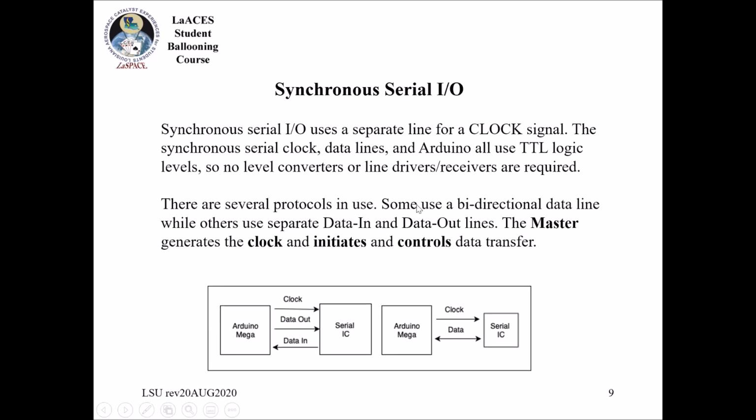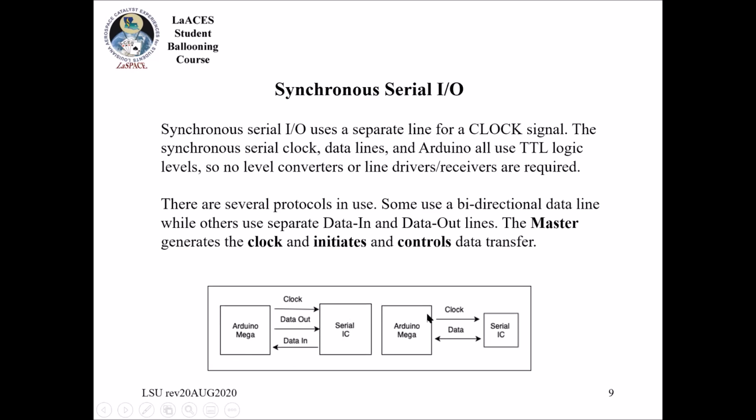So there are several protocols in use. Some use a bidirectional data line, while others use separate data in and data out lines. The master generates the clock and initiates and controls data transfer. So let's look at the diagram here. We have the Arduino Mega. We've got the clock going from the Arduino to this other chip that's communicating. And then you've got the data out and the data in. This is what we call full duplex, whenever you've got the clock with a transmit line and a receive line. It's basically what it is.